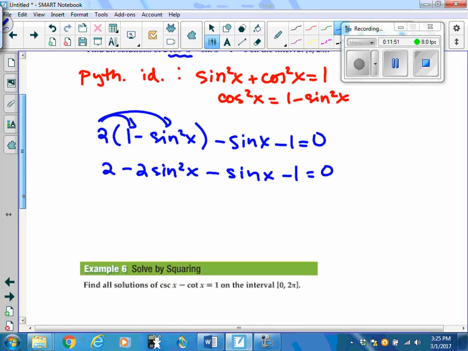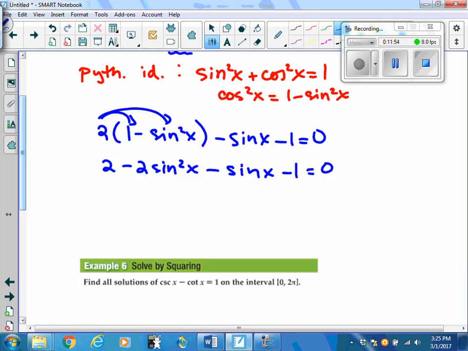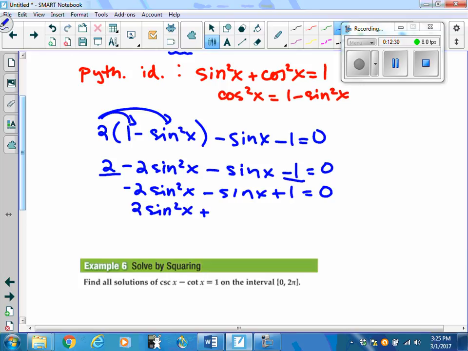And then I'm going to try to combine some like terms here. My 2 and my negative 1 would give me negative 2 sine squared x minus sine x plus 1 equals 0. Now, I don't like that I have a negative coefficient on my leading term there, so I'm going to take everything to the opposite side, just basically the symmetric property across the equal sign. Or I can also think about multiplying everything by negative 1. That's 2 sine squared x plus sine x minus 1 equals 0.